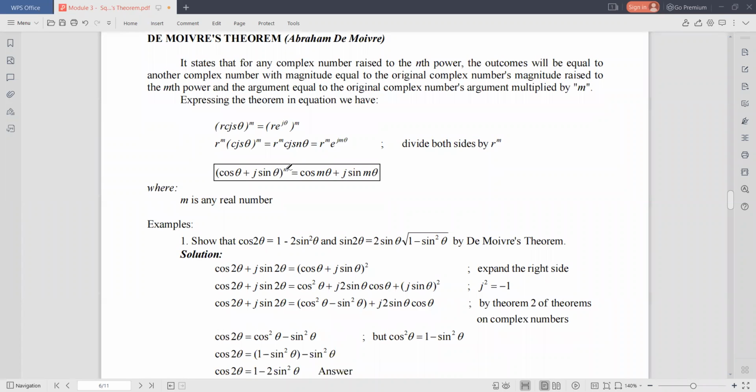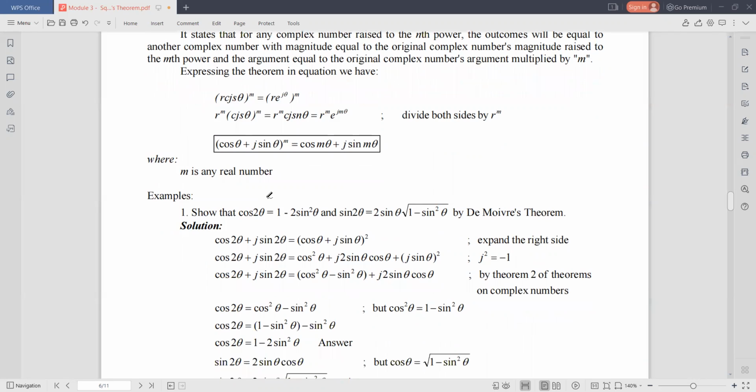Okay, you have here now your general equation for De Moivre's theorem. That is (cosine theta plus j sine theta) raised to m is equal to cosine m theta plus j sine m theta, where m here is any real number. So it should not be an imaginary number. The m, or the power, is a real number.